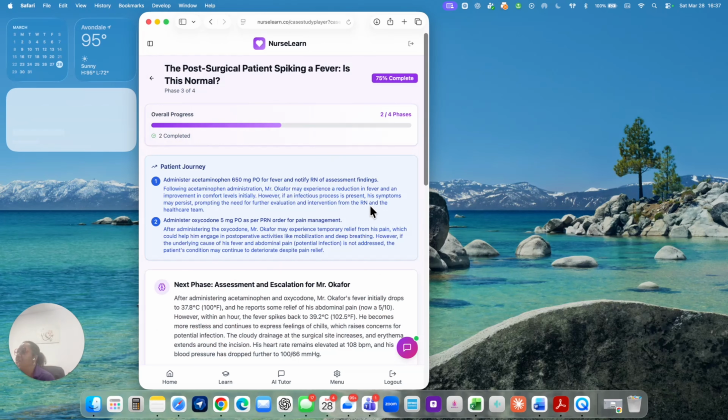Are you going to assess the surgical site for any increased infection and report changes to the RN? Are you going to continue to monitor Mr. Okafar's vital signs every hour without intervention? Are you going to start a normal saline bolus to improve his blood pressure immediately? Are you going to reassure Mr. Okafar that the fever and pain are common after surgery and suggest relaxation techniques?